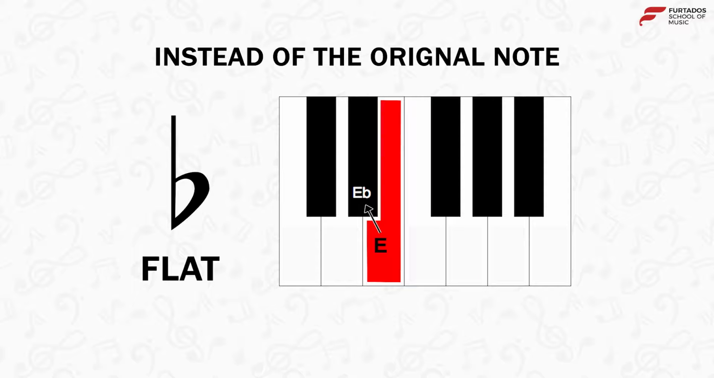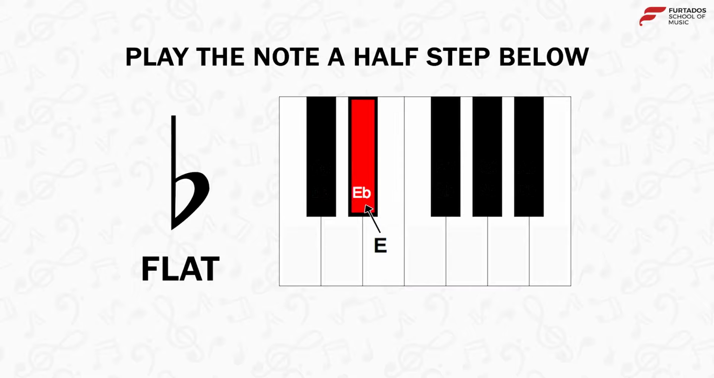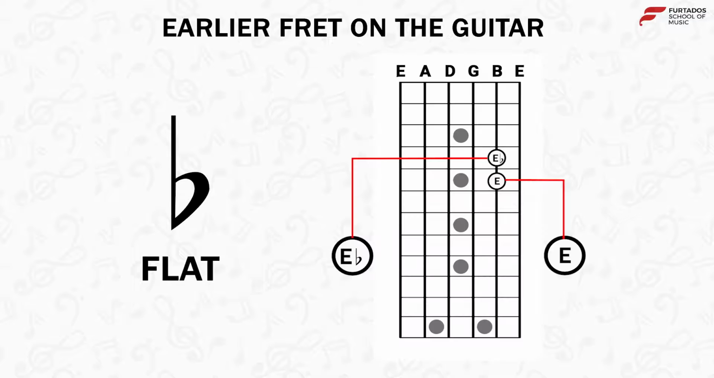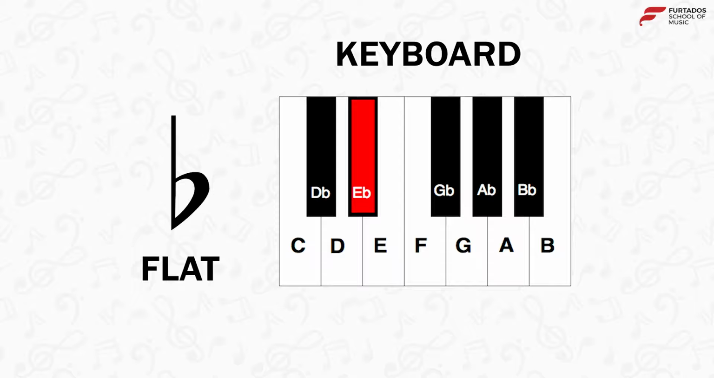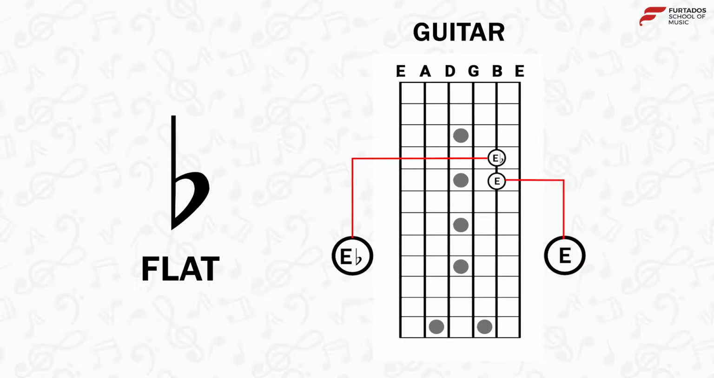A flat. This lowers a note by a semitone or a half step. Instead of the original note, you should play the note that is a half step below. In this case, the earlier note to the left of the current note on the piano or the earlier fret on the guitar. For example, E with a flat sign is here on a keyboard and here on a guitar.